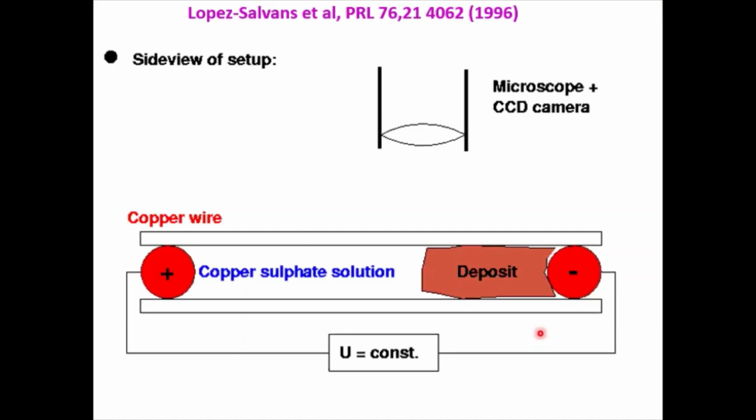In a two-dimensional geometry, just consider this as a glass plate. This is a microscope slide on the surface of the glass plate. There is a wire, for example, copper wire. You get a connection to the copper wire. You keep the copper sulfate solution. This is anode and this is cathode. So this copper metal deposits on the cathode.